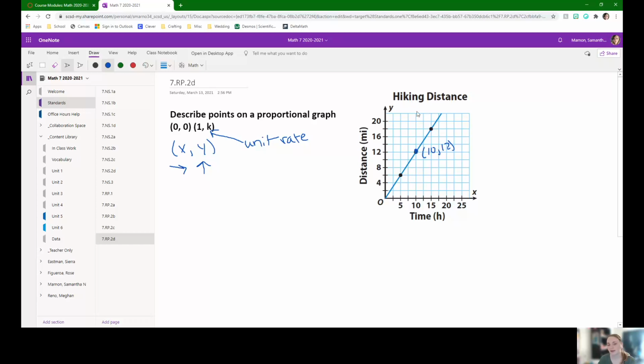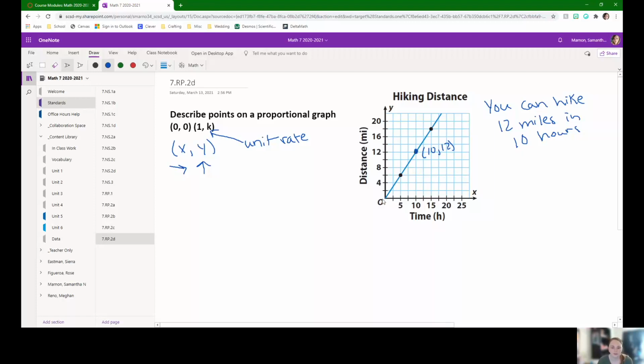So if our title is hiking, then when we say 10, 12, and the 10 is hours and the 12 is miles, it's saying you can hike 12 miles in 10 hours, or the hikers did, whatever the story behind the graph is, right?